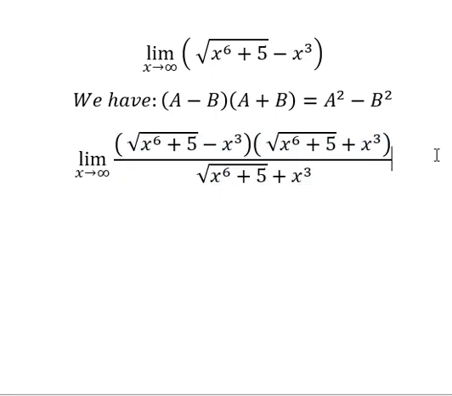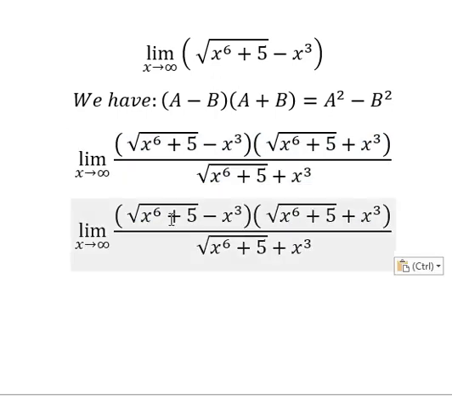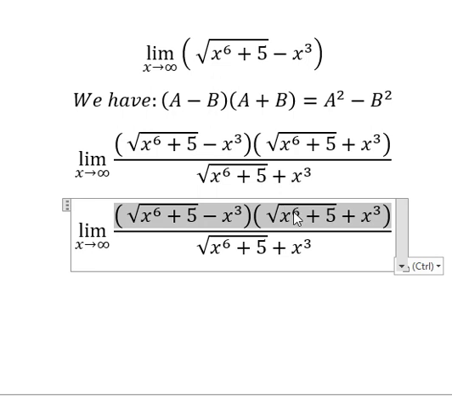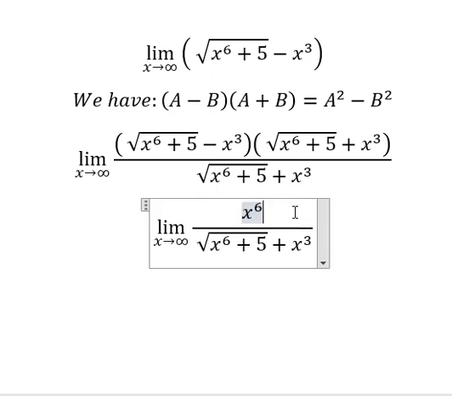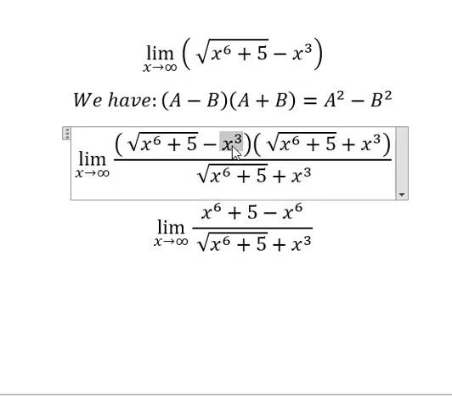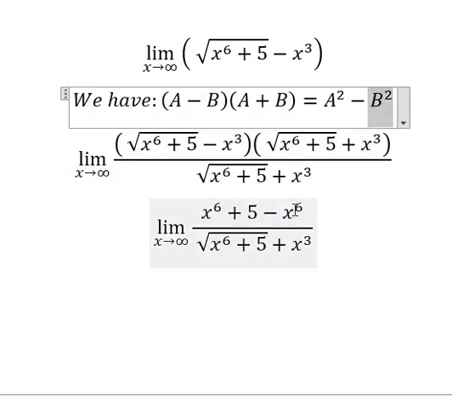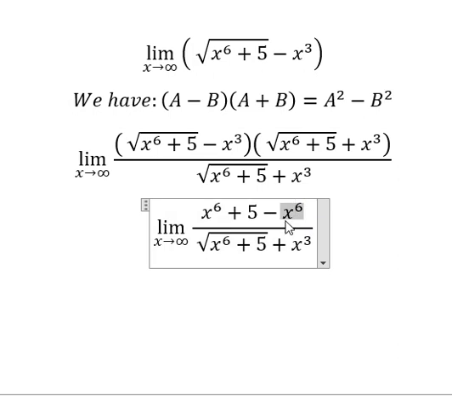So if we simplify, and that is about s to the power of 6 plus 5 minus s to the power of 6, because this one with the power number 2, you got s to the power of 6. This one and this one, they cancel.